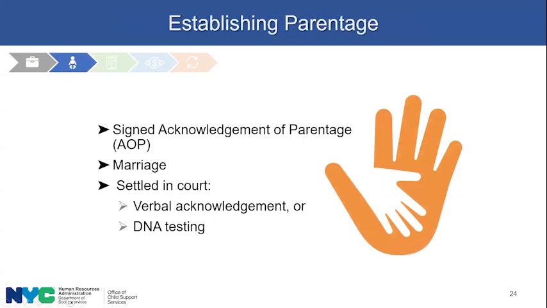Now, parentage can be established in one of the following ways. Through marriage, or it can be settled in court in a number of ways. First, an acknowledgement of parentage, also known as the AOP, that is signed in the hospital or the OCSS office, or verbal acknowledgement or DNA testing.